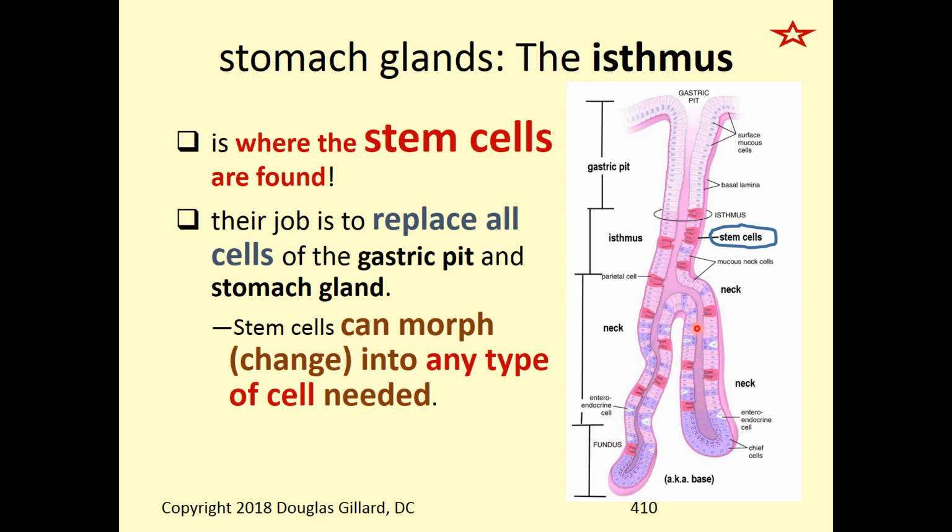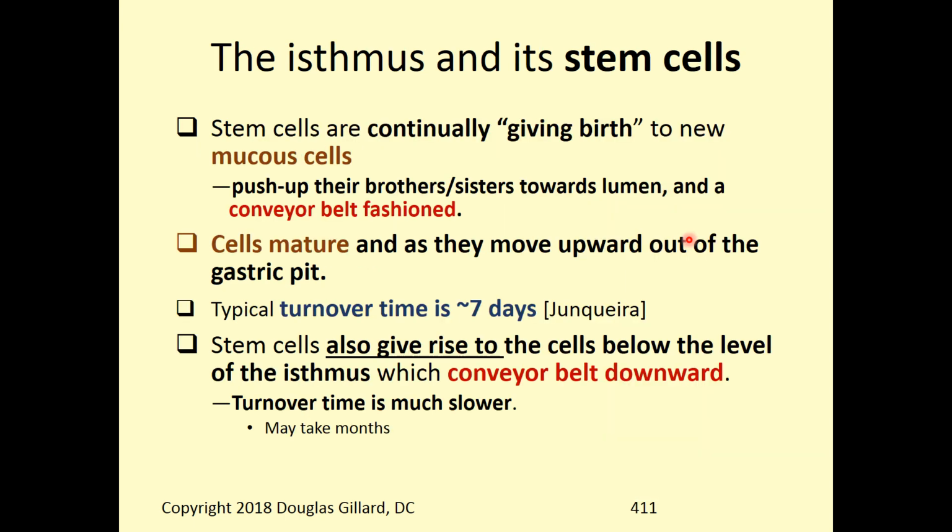The isthmus, I just said that's where the stem cells are located. Their job is to replace all the cells of the gastric pit and the surface mucosal cells as well. So those are magical cells. They divide by mitosis into whatever is needed.